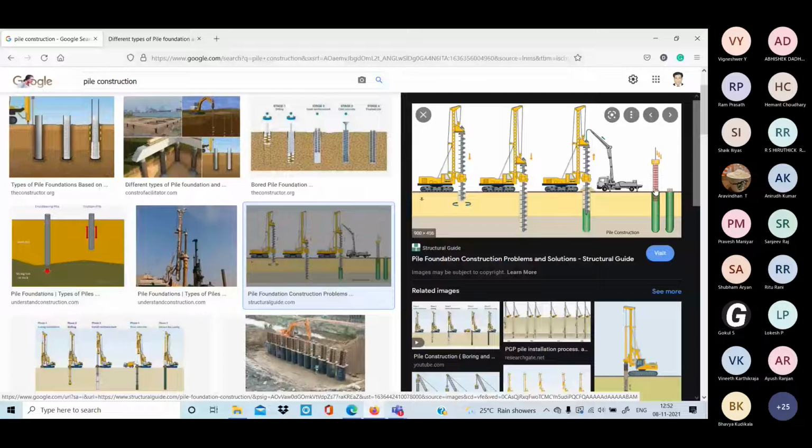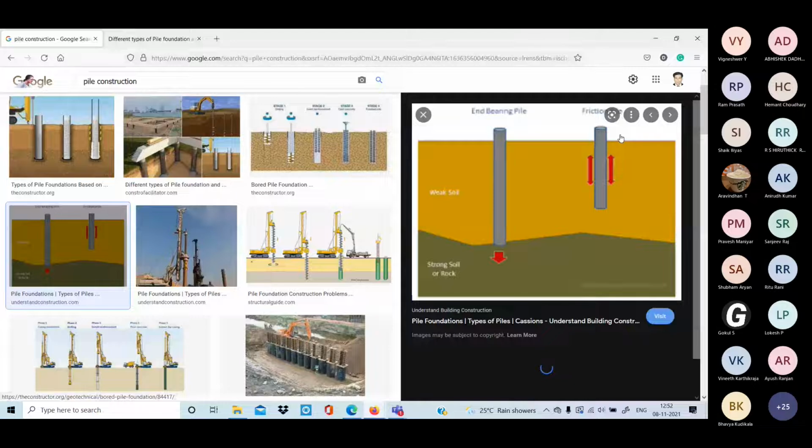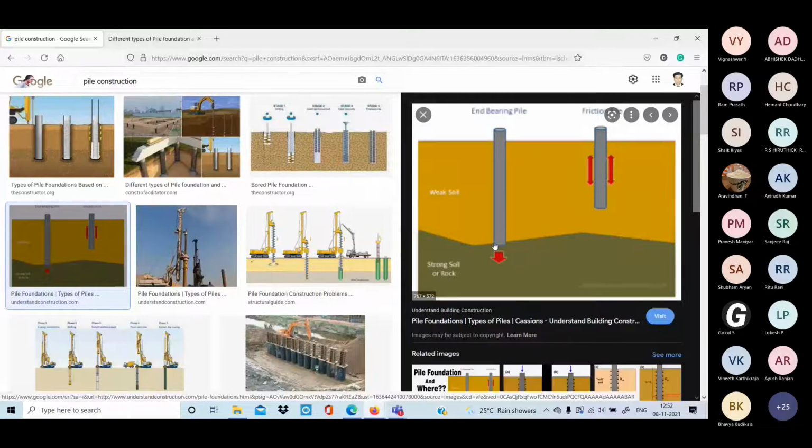So this is the end bearing pile. That means the soil is very weak here, so all the load would be carried by the tip of this pile. This is a friction pile, because we make the periphery of this pile very rough so that it carries some load. In this case, we cannot take huge loads, but it can be managed with that.